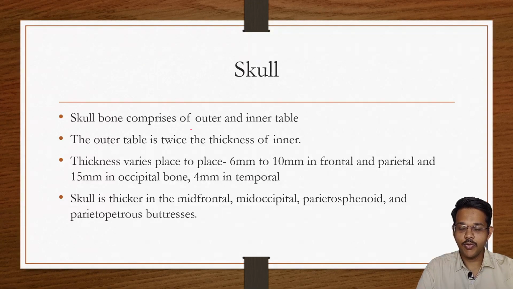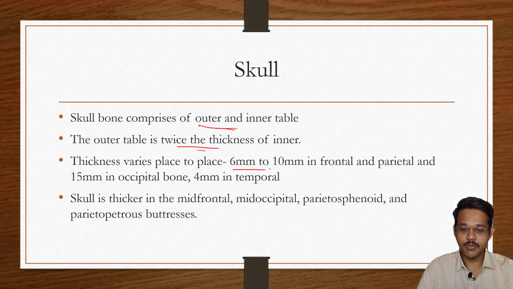The skull is a bone comprising mainly of an outer and inner table. The outer table is twice the thickness of the inner table. The skull is made of the vault and the base of the skull. The thickness of the skull varies from place to place.